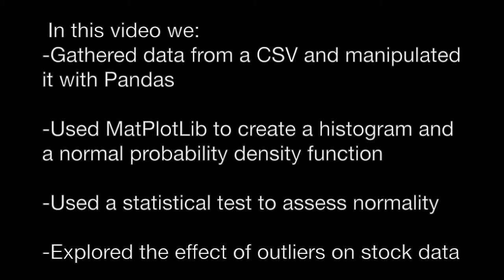So in this video, we gathered data as a CSV and used pandas to manipulate it. We used matplotlib to create a histogram and a normal probability density function. We used statistical tests to judge normality, and we looked at the effect of outliers. If anything in there didn't make sense, I would strongly encourage you to go back to the videos linked in annotations. They're really helpful in giving you background knowledge. And thanks for watching.